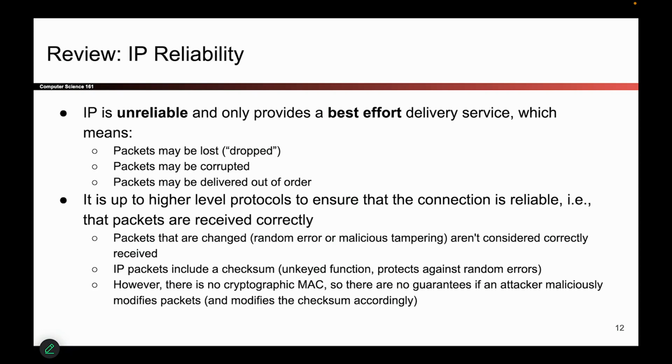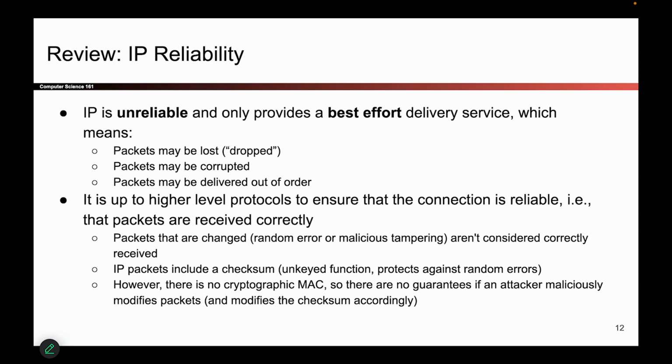Your packet could get dropped, it could get corrupted, packets might be delivered in a different order than you sent them, and IP does not handle any of these cases. So therefore, if you do want additional properties on your packet, for example, you want to guarantee that packets are received correctly and in order, then you have to design a higher level protocol that builds on top of IP.